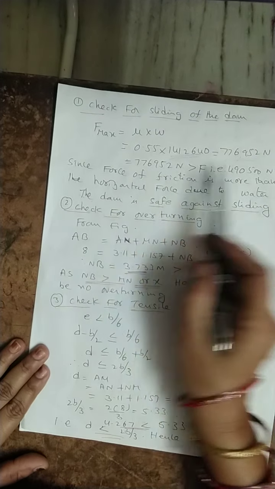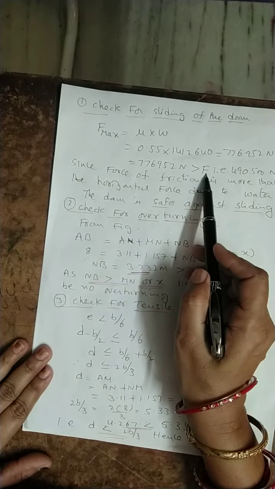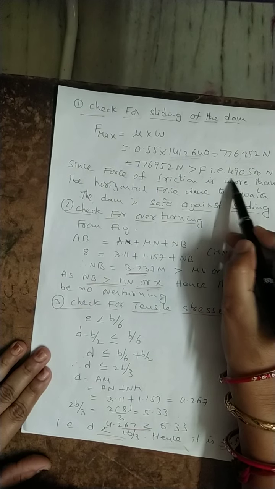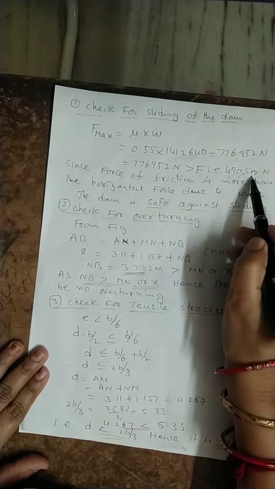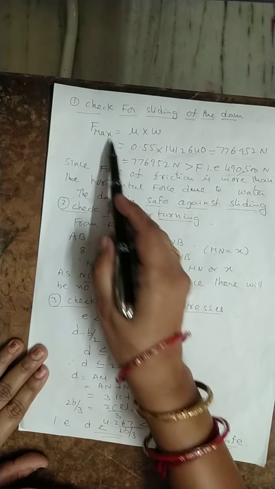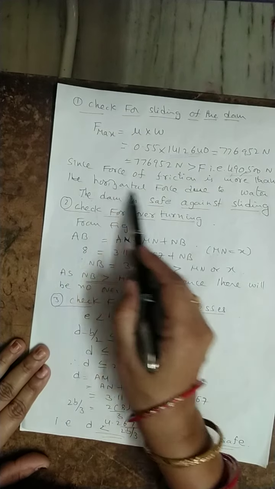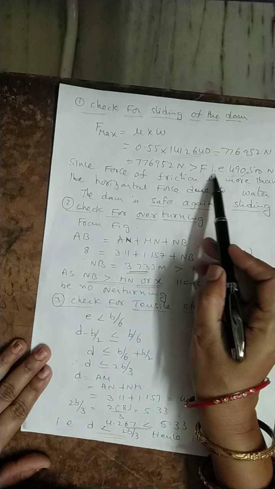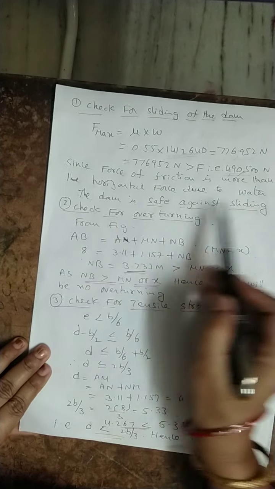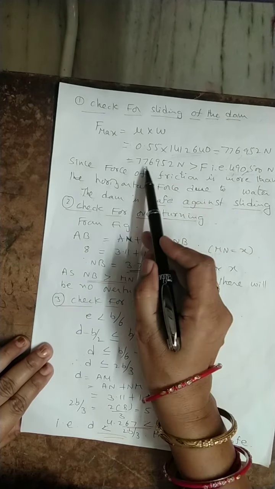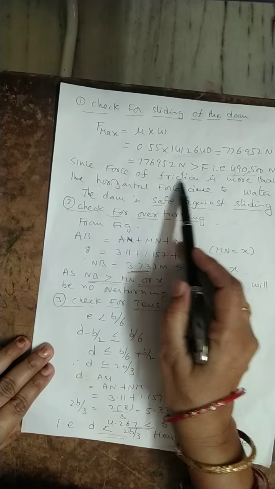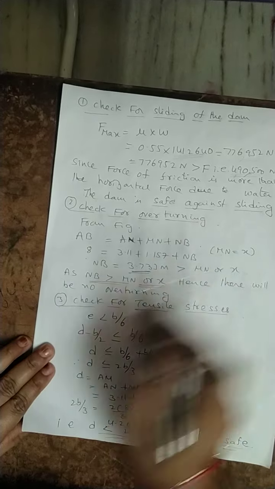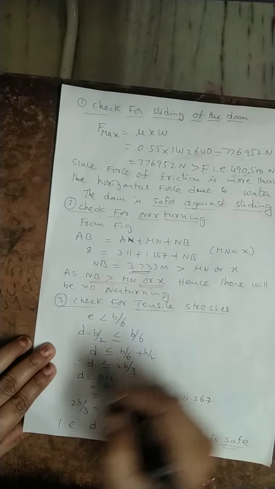We are getting this as 7,76,952 newtons, and this is greater than F, that is the value of the horizontal force, 4,90,500 newtons. So what we got is F maximum, the force of friction, is greater than the water force F. So the dam is safe against sliding. This is the first check.